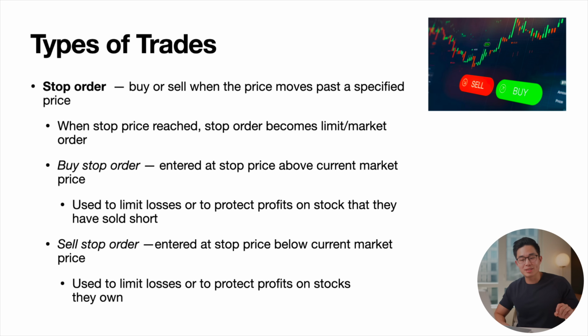Another type of order is the stop order. And this is when you buy or sell when the price moves past a specified price. So when a stop price is reached, a stop order becomes a limit or market order. And so an example of this is a buy stop order. And this is entered at the stop price above current market price. And something like this is used to limit losses or to protect profits on a stock that you have sold short. In other words, it's a strategy that allows you to profit from an upward movement in a stock's price by placing an order in advance.